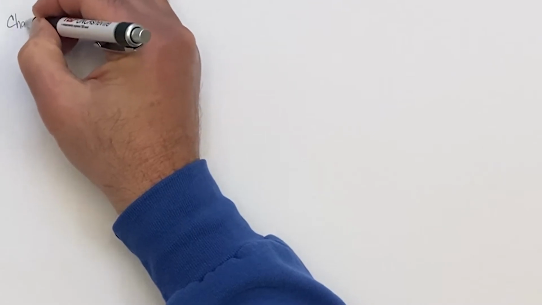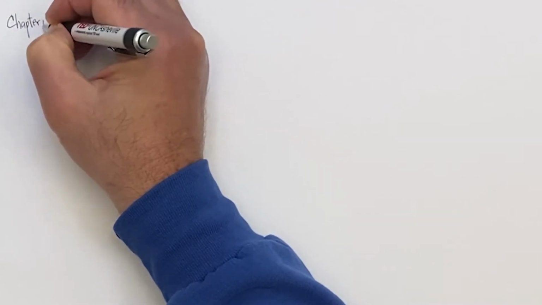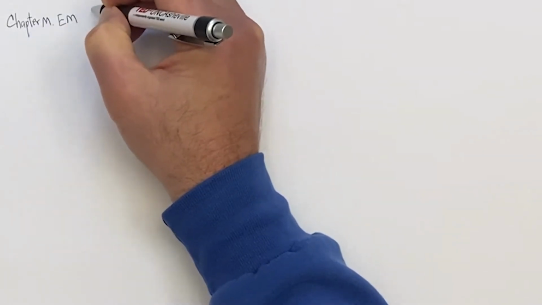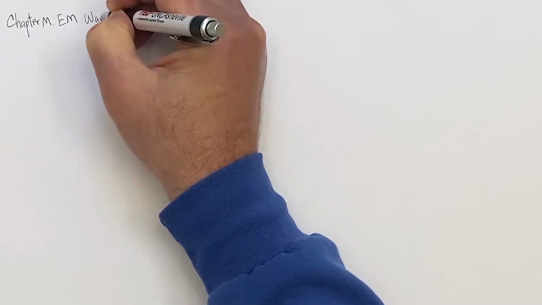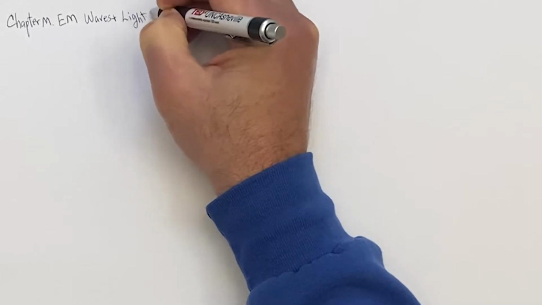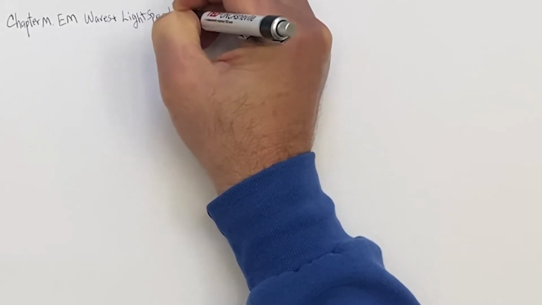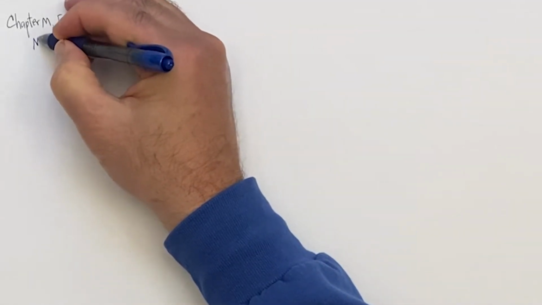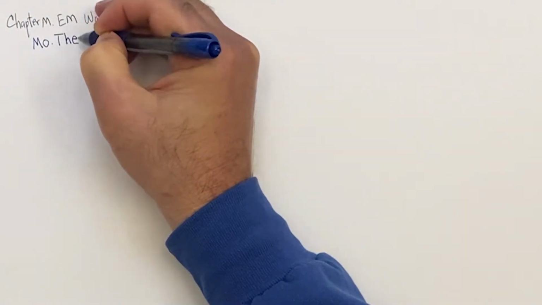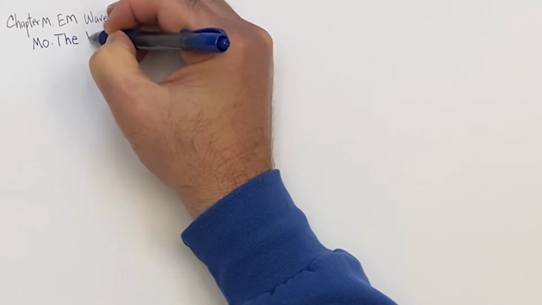Chapter M, EM, electromagnetic waves, and light speed, or the speed of light. And the first thing that we're going to do is talk about the wave equation. So we know when we have a wave equation with E and M waves.